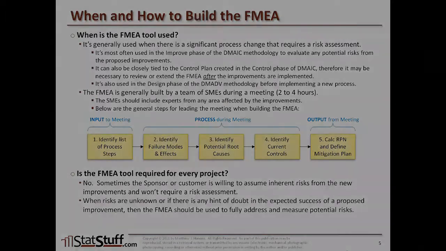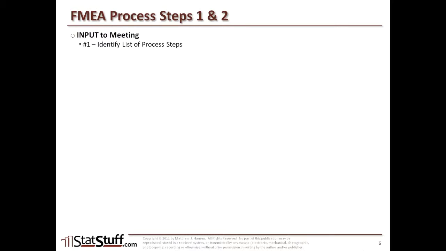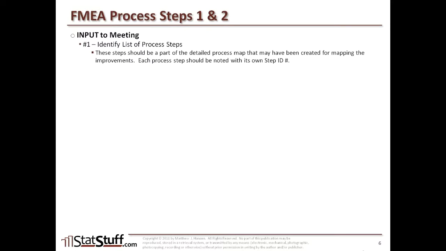Okay, now let's dig into the 5-step process in more detail and talk about just the first 2 steps. In the first step, as an input into this meeting, we identify again the list of process steps that we're going to be reviewing. These are the process steps that should be a part of the detailed process map that may have been created as we mapped out the changes in the process based off of these improvements.